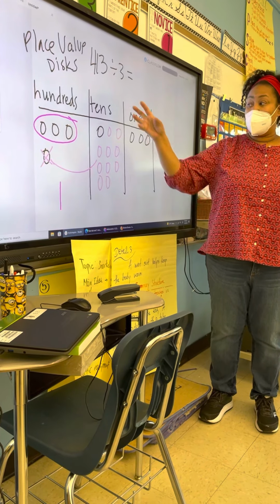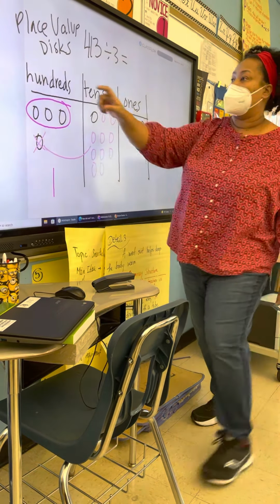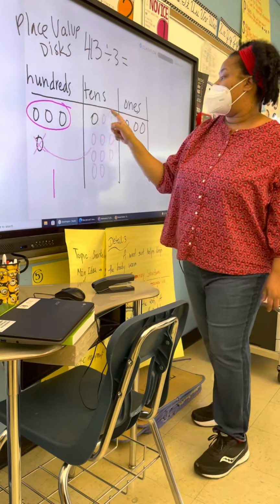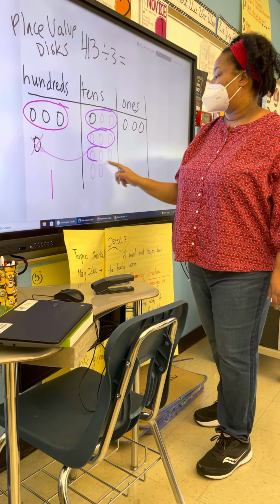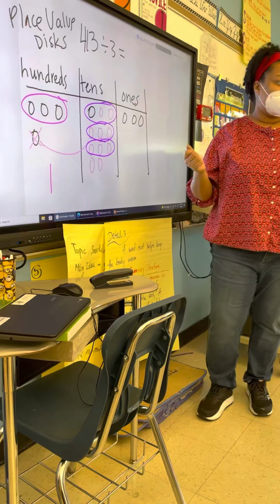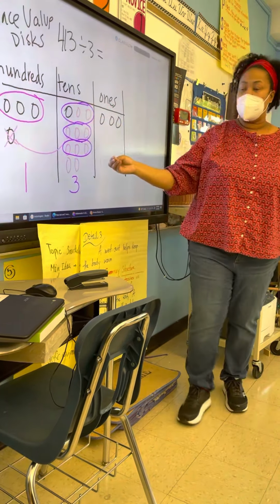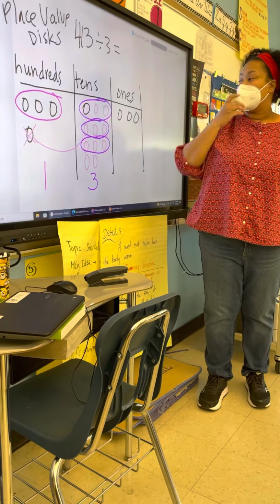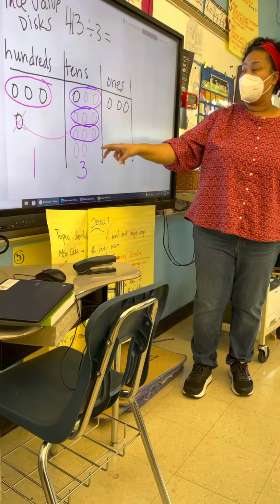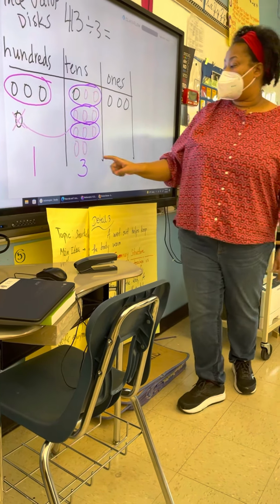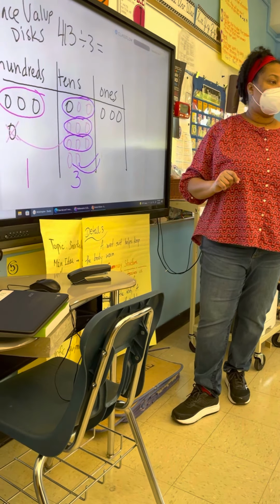So now that I've got more tens, I'm going to go about making groups of 3 in the tens place. Use another color. So I've got one group of 3, 2 groups of 3, 3 groups of 3, and then I've got some left over. So I'm going to write 3 here because I was able to make 3 groups of 3 in the tens place, 3 groups of 3 tens, but I've got 2 left over, 2 tens left over. So I'm going to take each of those and move them over to the ones place.